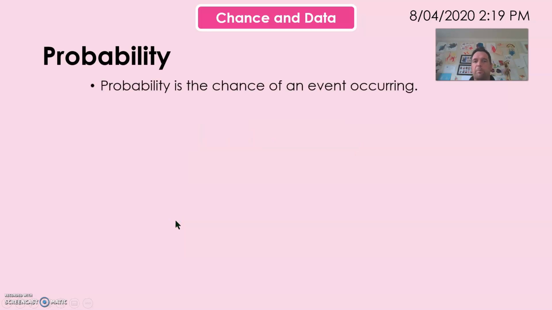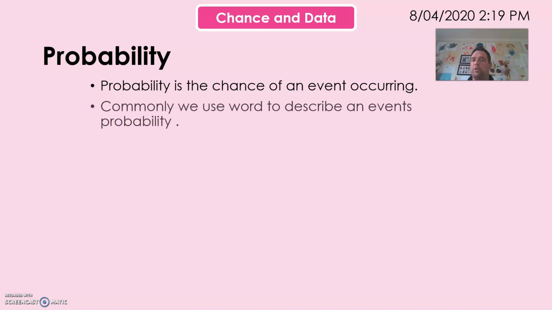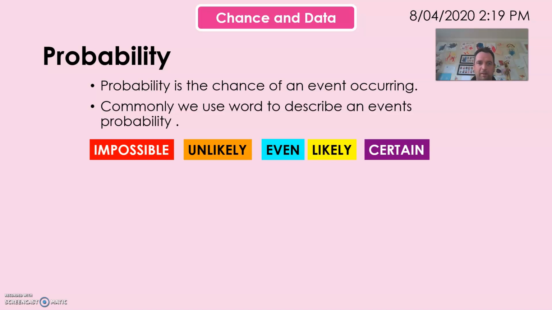Right, so we're going to look at probability today. Probability is the chance of an event occurring. An event is anything, any action or any something to happen. Commonly used words to describe events in probability are words like impossible, unlikely, even, likely, and certain, and that tends to be the scale. Anything is between impossible and certain. Nothing is more probable than certain. Nothing is less probable than impossible. So it's somewhere within those words.